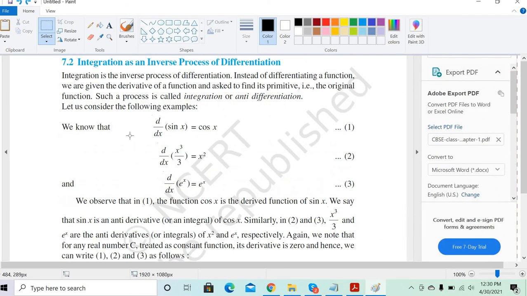We can also say that this is integration. That means the derivative of sin x is cos x. Now, what will be the antiderivative of cos x? Sin x.